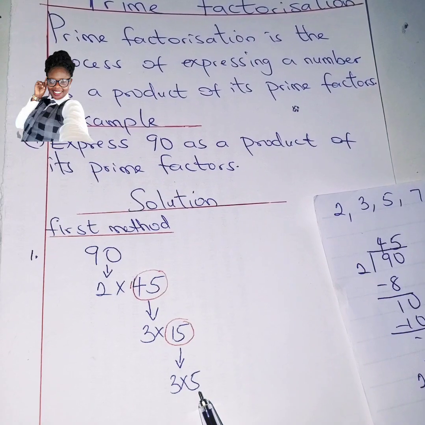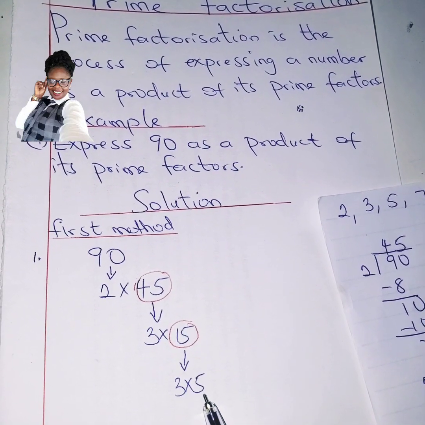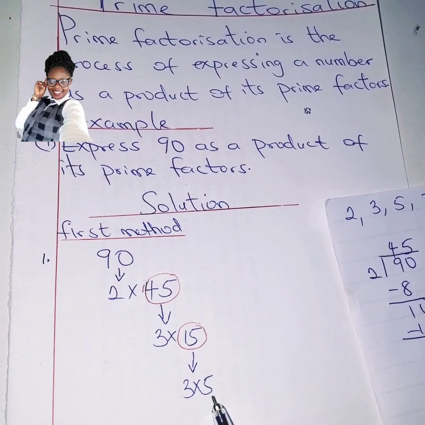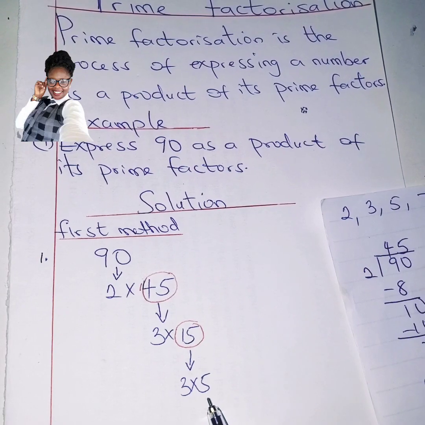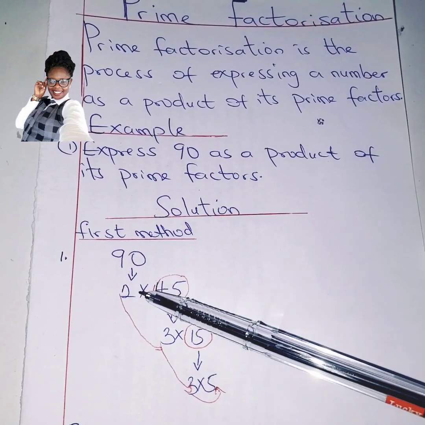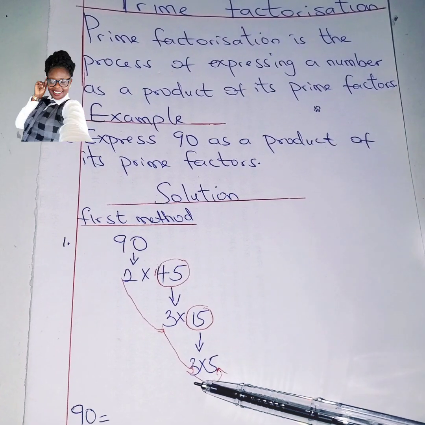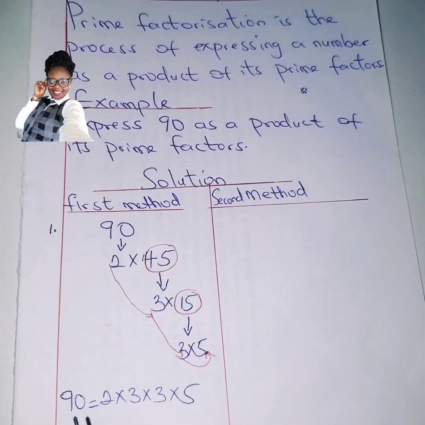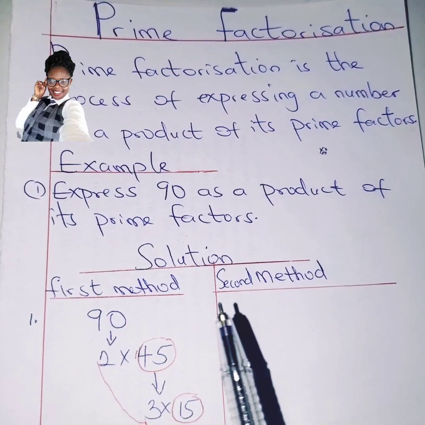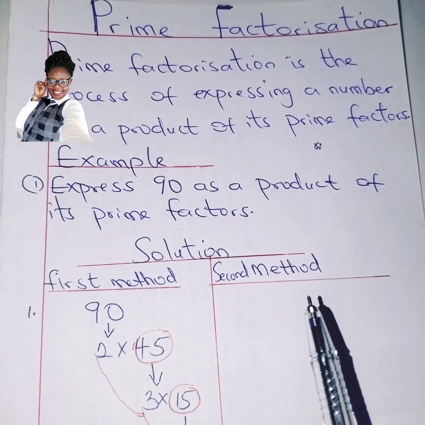And this 5 can only be divisible by itself and 1. For that reason, I will stop. It means these are the prime factors, and we write the prime factors out: 2, 3, 3, then 5. Just like this. So, to the second method.